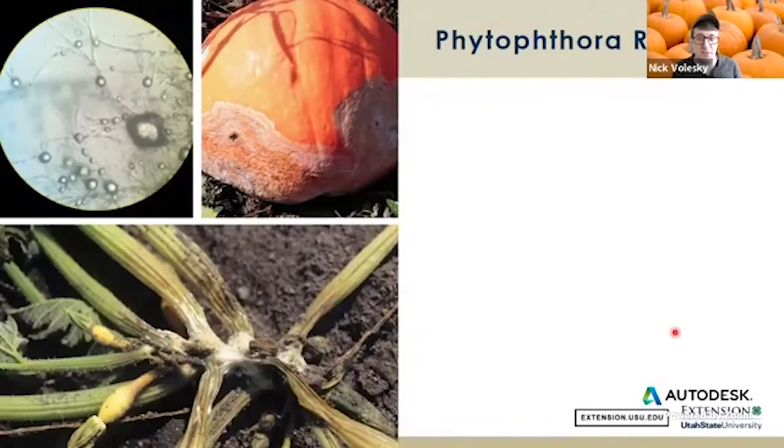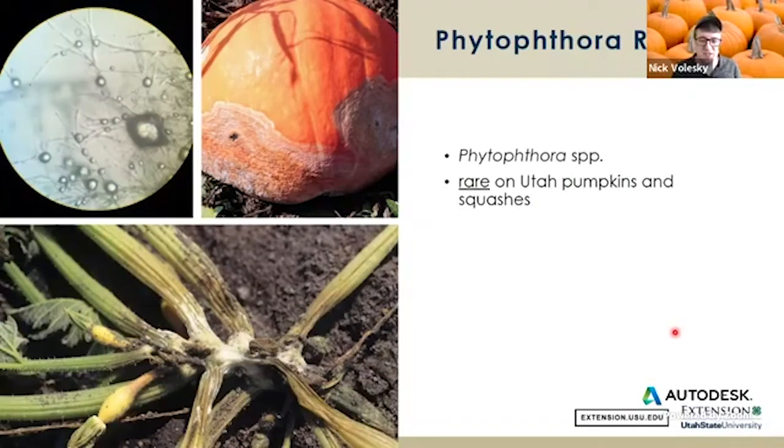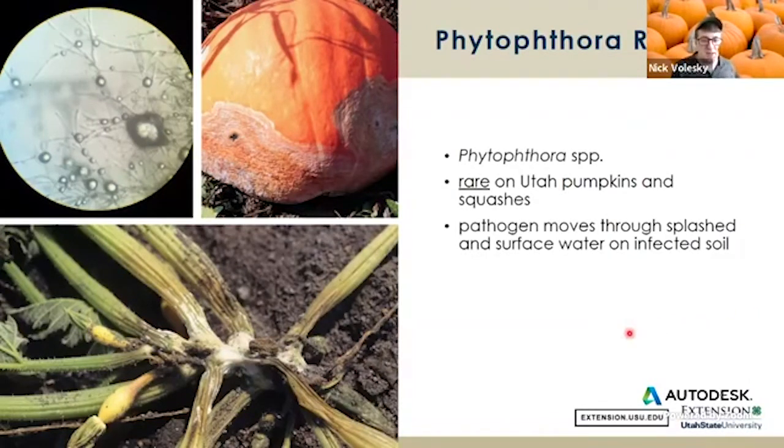Another one we have is Phytophthora root rot, caused by different Phytophthora species. This is rare on our Utah pumpkins and squashes. The pathogen moves through surface water. So again, those spores swim through the water to access the plant. So if you have a lot of standing water around, that's a risk for this Phytophthora fungus.